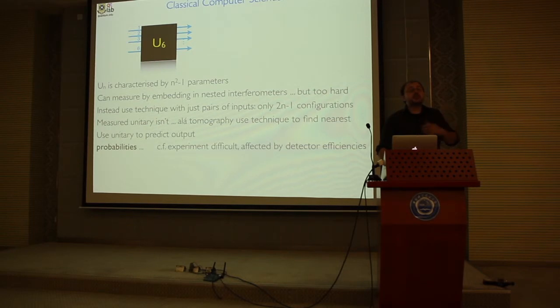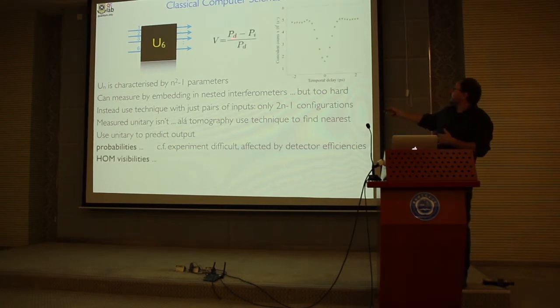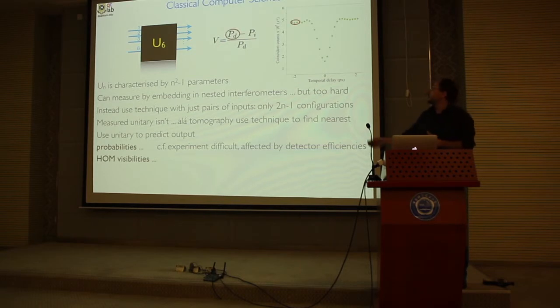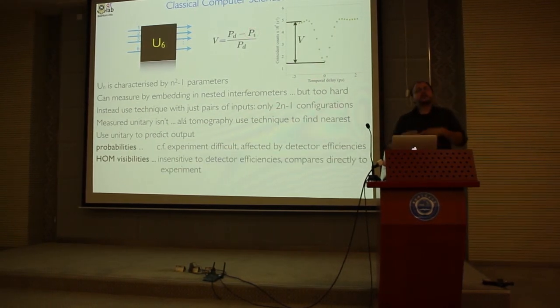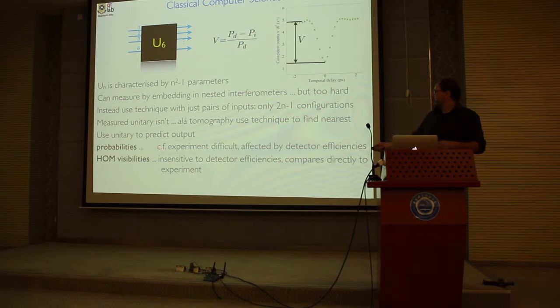You can then use that to predict probabilities, but you don't want to do that because that gets affected by detector inefficiencies. So instead you say, look, when the photons are arriving at different times, I'm going to get one kind of visibility. When they're indistinguishable and arrive at the same time, I'm going to get a different visibility, and from that I can calculate a non-classical interference, a Hong-Ou-Mandel visibility, and I can compare that directly to experiment.